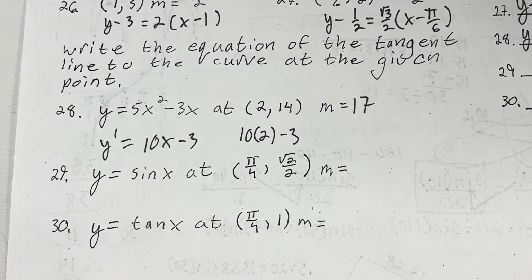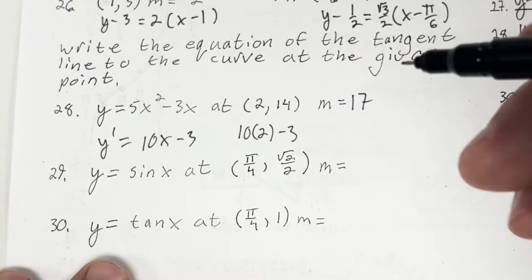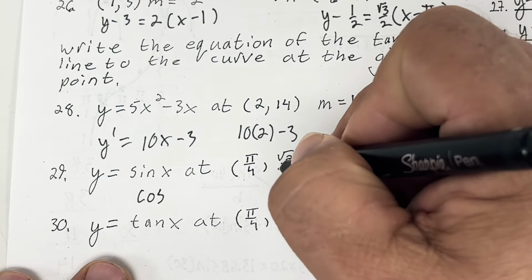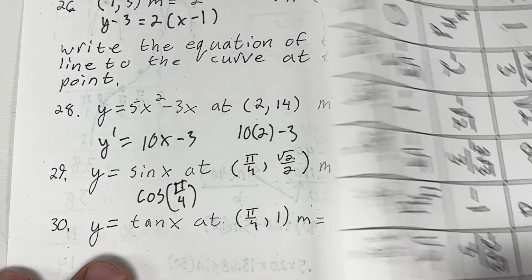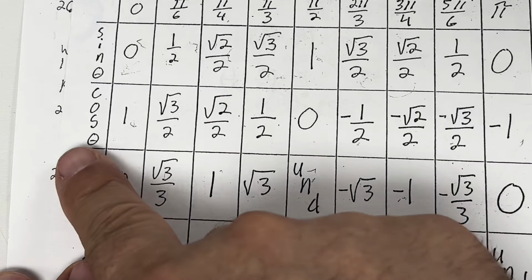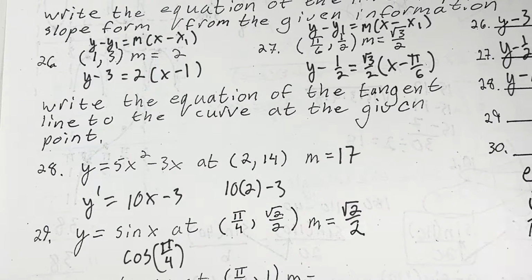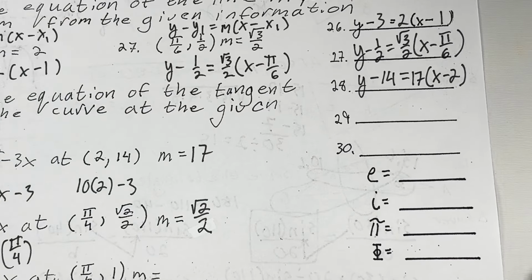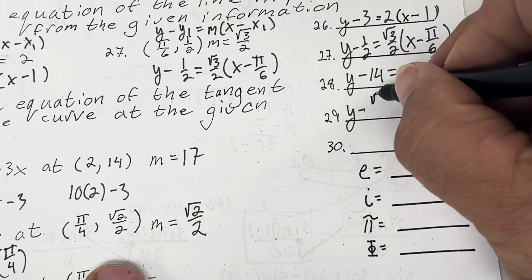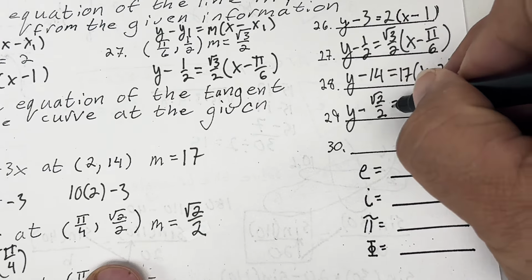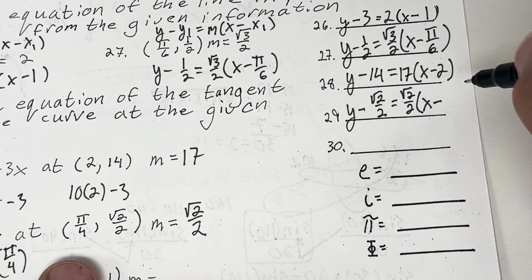For number 29, this one's a little bit more involved. Derivative of sine at pi over 4. So the derivative of sine is cosine, but we're going to plug in pi over 4. The slope at cosine of pi over 4, cosine pi over 4 is root 2 over 2. So again, we're going to use the point slope form. So y minus y sub 1, which is root 2 over 2, equals m, which is root 2 over 2, times x minus x sub 1, which is pi over 4.